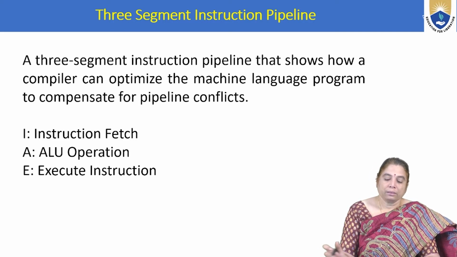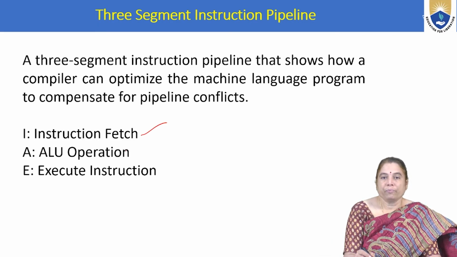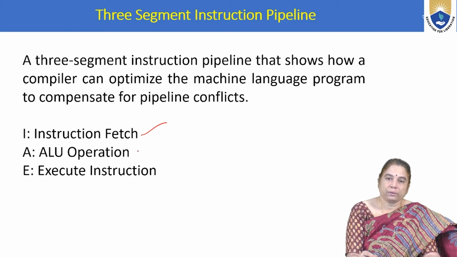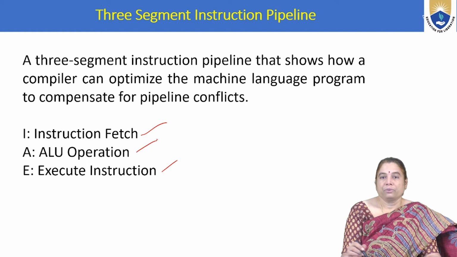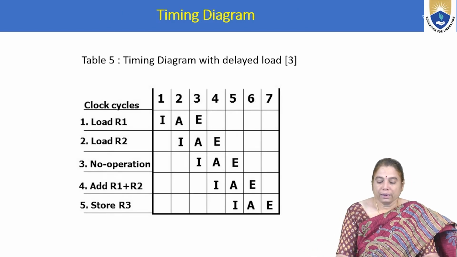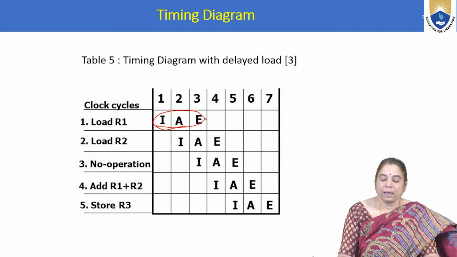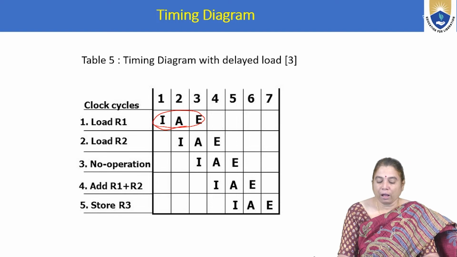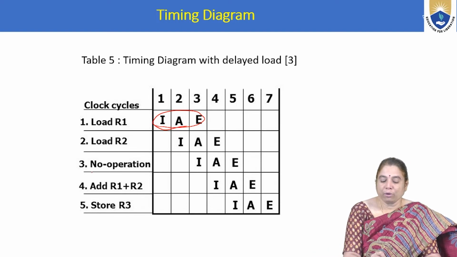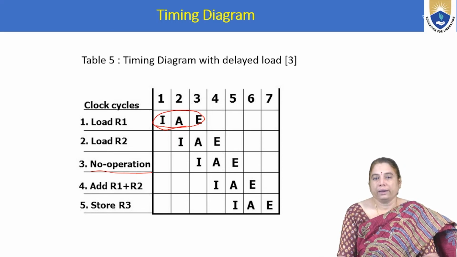The 3 segments are: the first one is I, instruction fetch; A, ALU operation, which you can consider as the decoding of the instruction as well as calculation of the effective address and fetching the operands; and next, E, execute the instruction. So these are the 3-segment instruction pipeline, where instructions can be completed in 3 cycles, I, A, E. With a delayed load, a no operation has to take place to resolve the conflict of the data dependency.